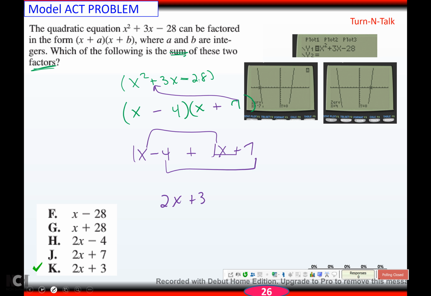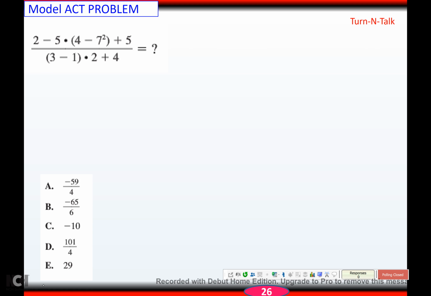Okay? Alright, try this one. Hit pause, come back when you're ready. And hopefully you got 29. Again, this is just a matter of order of operations. I've got to do the exponent first, which would be 49.